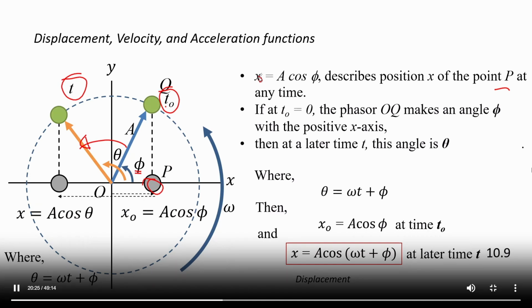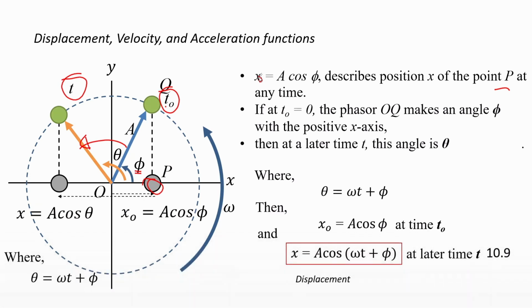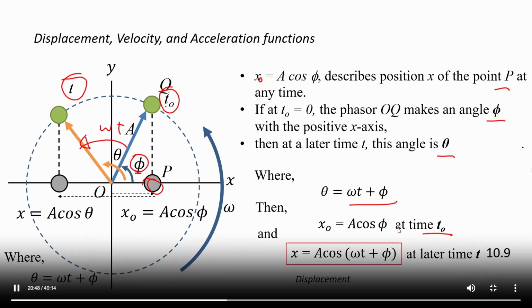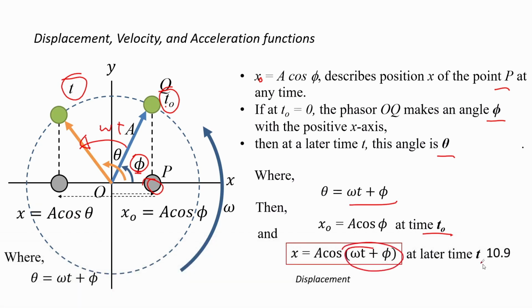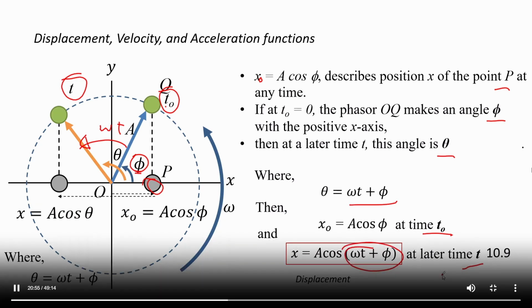At t naught equal to 0, the phasor OQ makes an angle phi with the positive x-axis. Then at a later time t, this angle is changed to theta, where theta is equal to phi plus this change here, omega t. Then x naught is equal to a cosine phi at time t naught, and x is equal to a cosine of omega t plus phi at a later time t. Okay, it's the change in displacement.